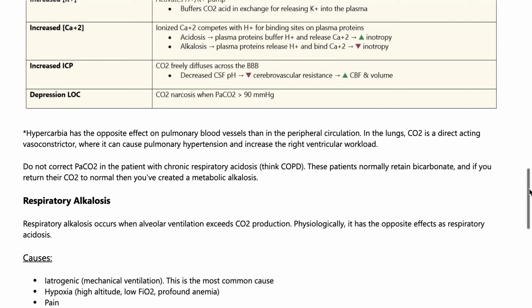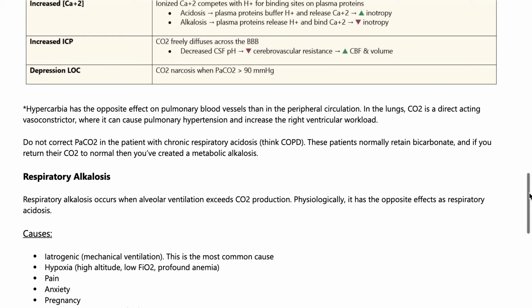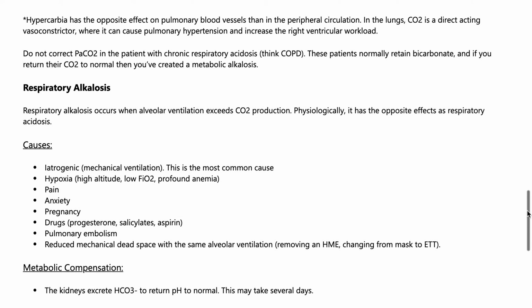Hypercarbia has the opposite effect on pulmonary blood vessels than in the systemic circulation. In the lungs, CO2 is a direct-acting vasoconstrictor, where it can cause pulmonary hypertension and increase the right ventricular workload. Do not correct PaCO2 in a patient with chronic respiratory acidosis, for example, COPD. These patients normally retain bicarb, and if you return their CO2 to normal, then you've created a metabolic alkalosis.